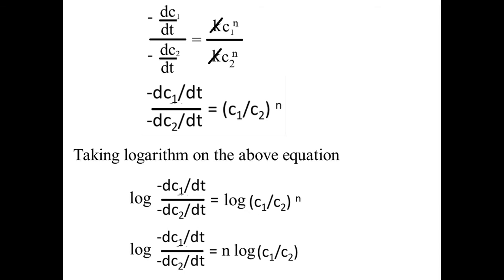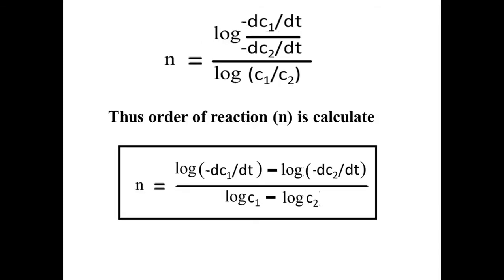Here log C1 divided by C2 will come to the left-hand side. The n value is n equals log of minus dC1 divided by dt divided by minus dC2 divided by dt, divided by log C1 divided by C2. Then the equation is n equals log of minus dC1 divided by dt minus log of minus dC2 divided by dt, divided by log C1 minus log C2. This n, that is the order of reaction, is calculated by this equation.